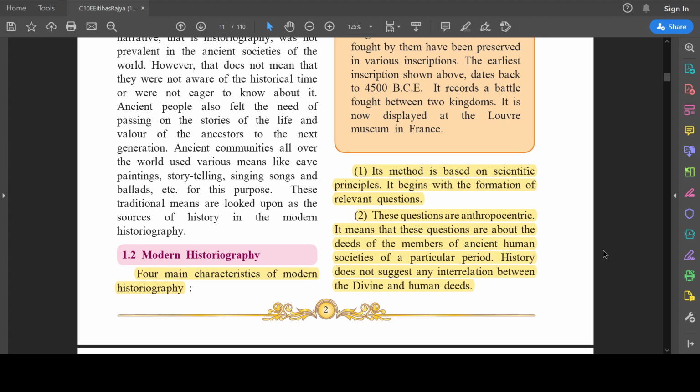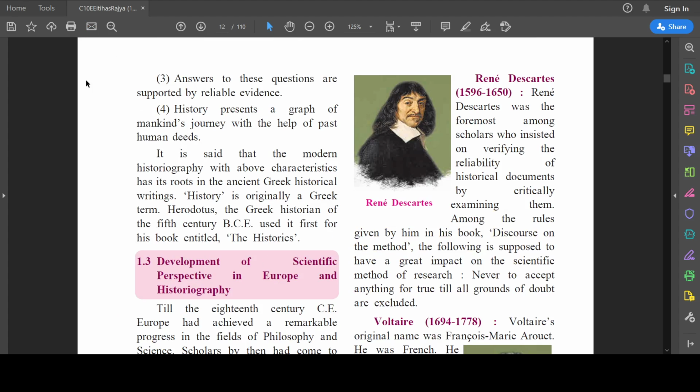Now the third point, go to page number 3. Answers to these questions are supported by reliable evidence. This is your third point. Then fourth and the last point, history presents a graph of mankind's journey with the help of past human deeds. Till human deeds. That's your point number 4. So answer 6.2, 4 points. Now we'll go to question number 6.3.